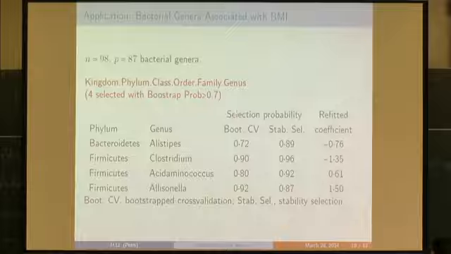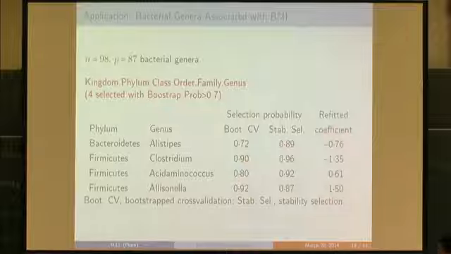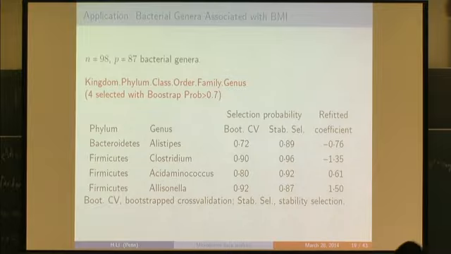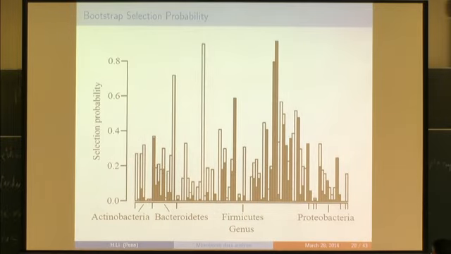We also calculate the formal stability selection probability. They're all pretty high, and this is the estimated coefficient. Those are the 4 bacteria genera that we selected in the model. Those are fairly stable. This is the 100 bootstrap runs. Those are the 4 bacteria genera that we selected.